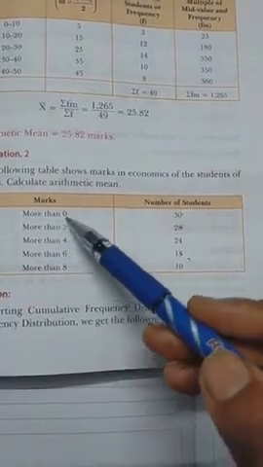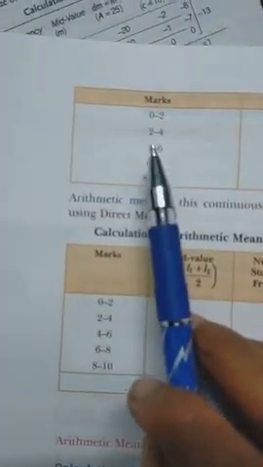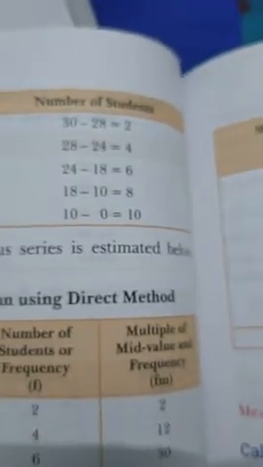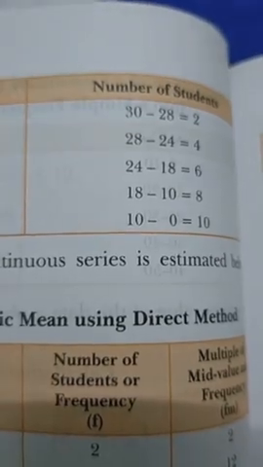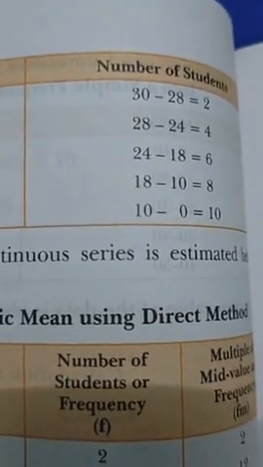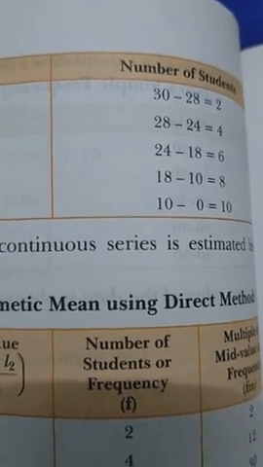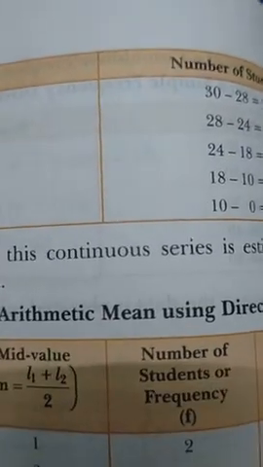Okay, got it? So here you can see 0 to 2, 2 to 4, that means a gap of 2 is there. You can see 0 to 2, 2 to 4, 4 to 6, 6 to 8 is given. Yes, so in this way you have to do it. Now in the number of students also, you can see 30 minus 28, then 28 minus 24, 24 minus 18. So this way you have to subtract it. Okay, so this is how you have to calculate your cumulative frequency. I hope it is clear to all of you.